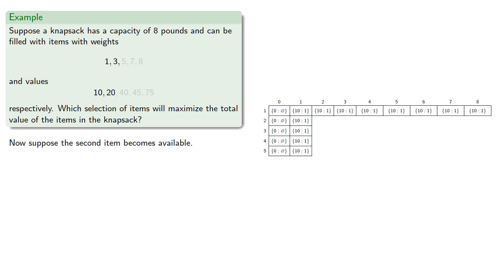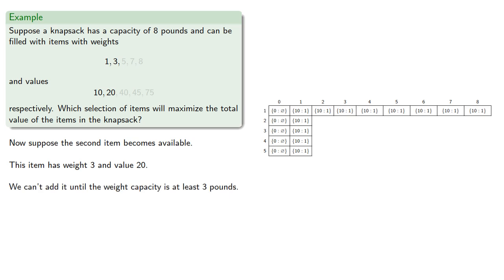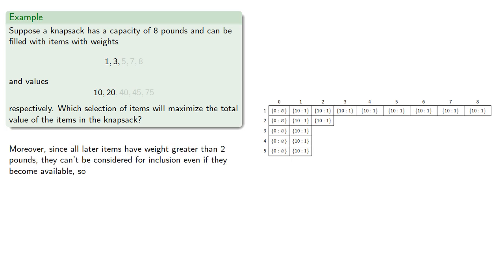Now suppose the second item becomes available. This item has weight 3 and value 20. We can't add it until the weight capacity is at least 3 pounds. This means d(2,2) has to be 10, item 1. Moreover, since all later items have weight greater than 2 pounds, they can't be considered for inclusion even if they become available. So d(i,2) is also 10, item 1, for all i greater than or equal to 2.